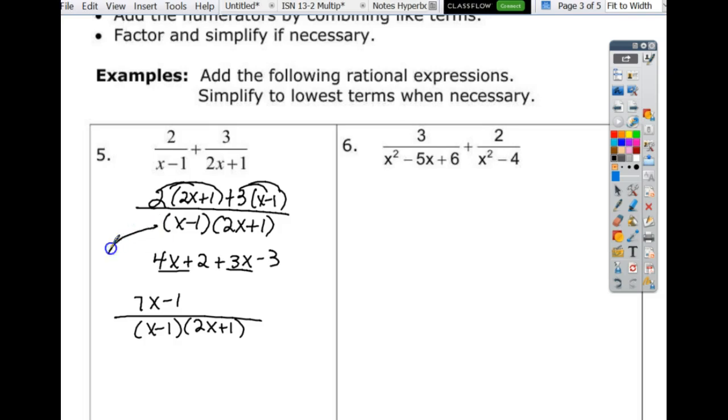So this always stays the same, and then I just combine like terms on top. That's going to be the answer. Where's the 3? That's 8.